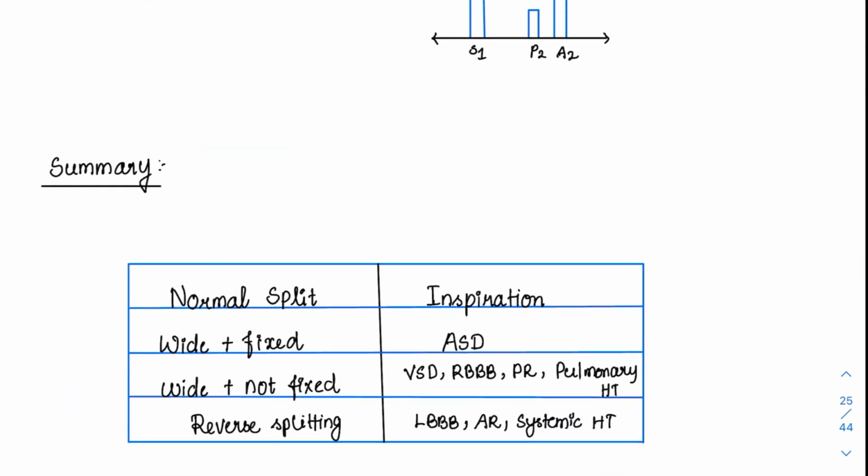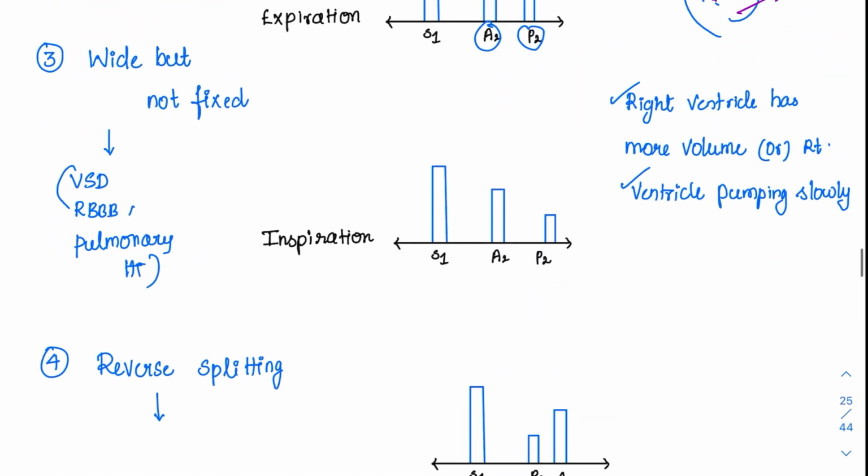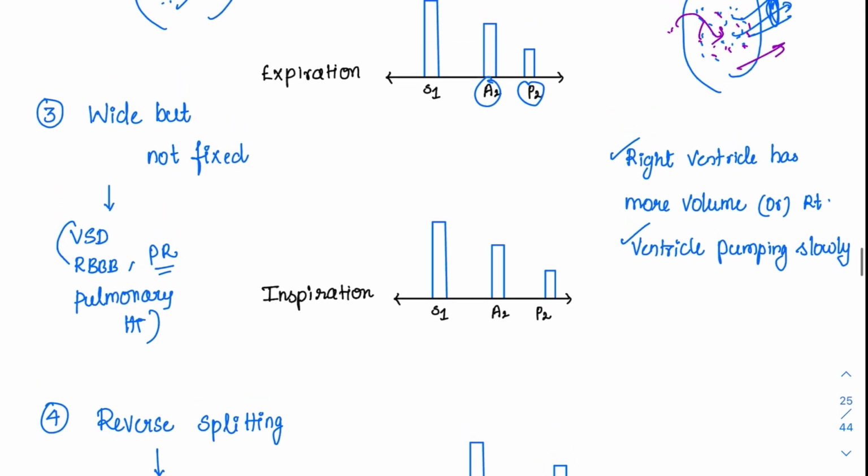And one more condition where it can be there is pulmonary regurgitation. The pulmonary valve is regurgitating the blood back into the ventricle. So whenever it is regurgitating, more volume is there and it will take a longer duration for P2. So it is wide and it is showing the inspiration and expiration changes also. Inspiration and expiration changes will usually be seen except for ASD.